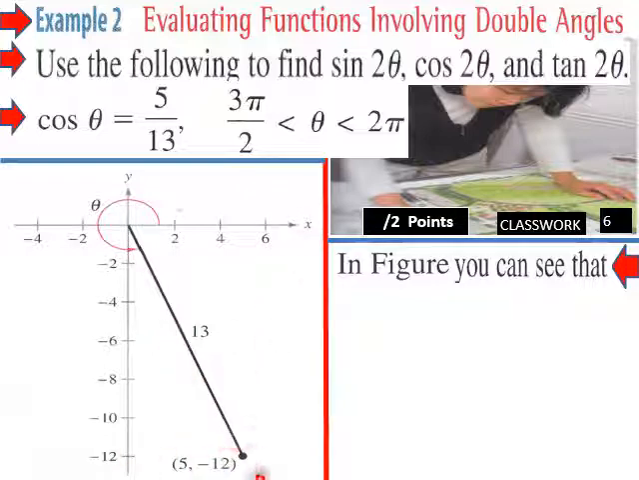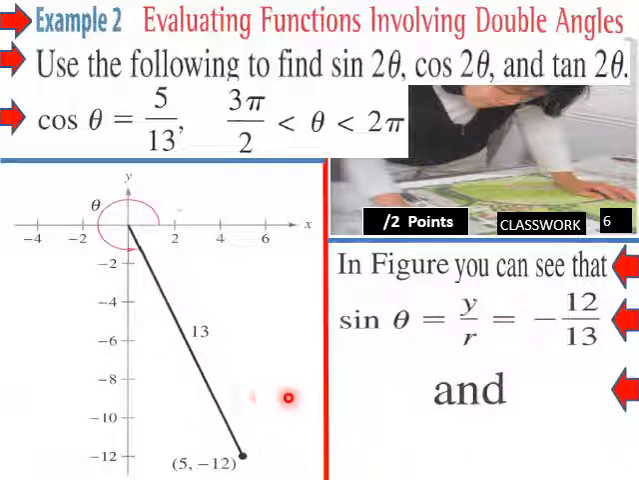So this is 5 and negative 12. So, okay, then this is 13 here. So our hypotenuse is 13. 5 over 13 would give us our cosine on this. And this is our theta here. Okay. In the figure, you can see that sine theta equals y over r. Here's our y, or 5 here. See, y over r is 13, so our y is right here. Negative 12 is our y, and then 13 is our hypotenuse here.